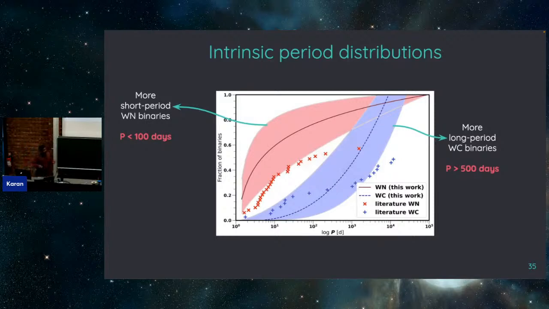And in crosses and plus signs, you see what we get from the literature. And of course, the literature doesn't give us 100% of the binaries, because as I mentioned, we are not able to identify all of them with the observational time span that we've had in the past couple of decades.